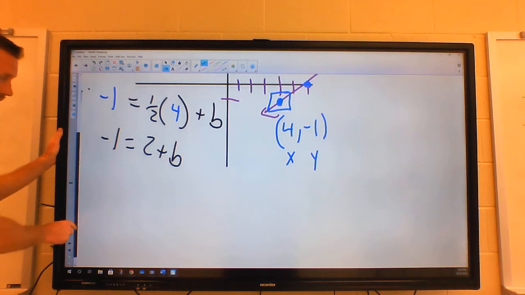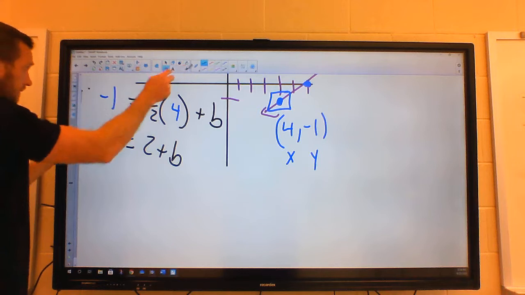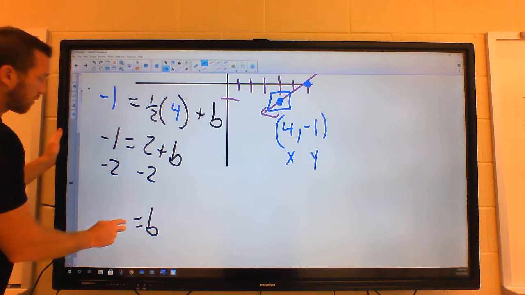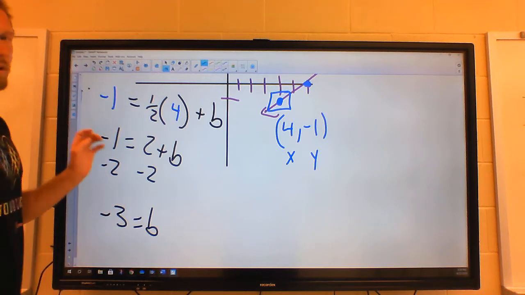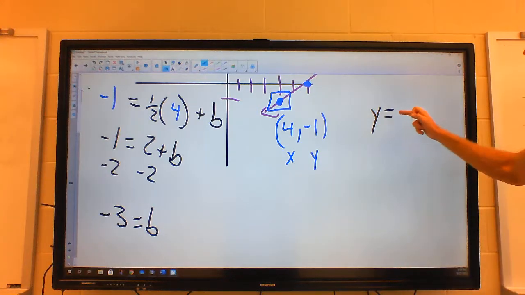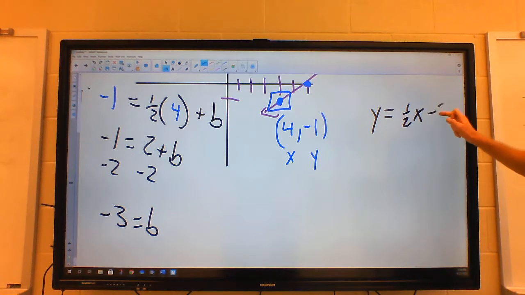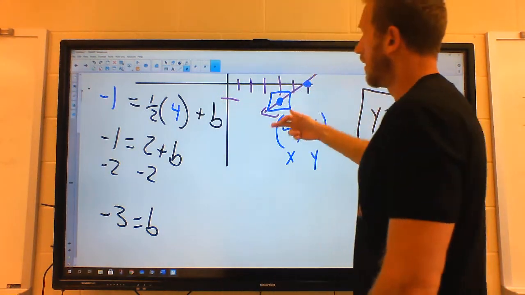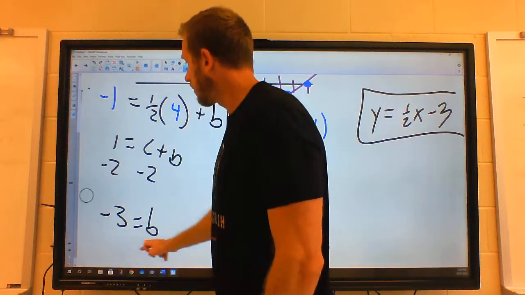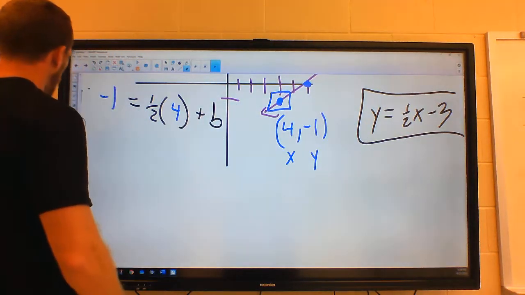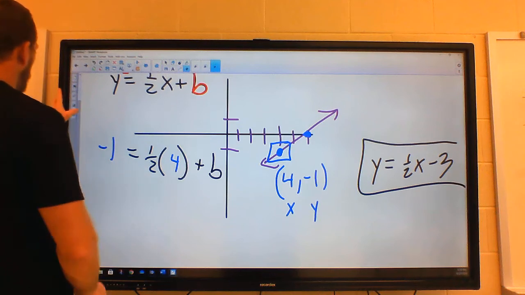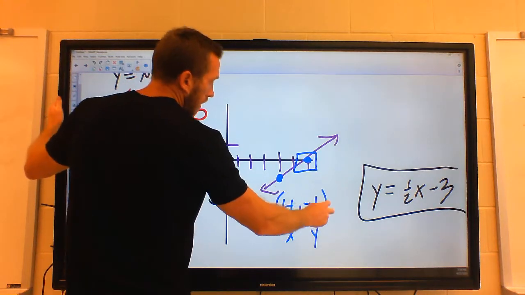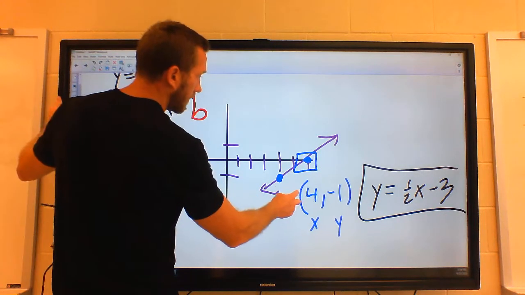Subtract 2. b equals -3. Guess what? That's the answer we already said. Right? We already said y equaled 1/2 x minus 3. We just got that answer a second way. And guess what? We actually could have used the other point as well. Yeah, I know, I'm making you go through a lot right now. But I think it's essential to get your minds a little bit closer to my mind, where I have a strong understanding of this. Okay?